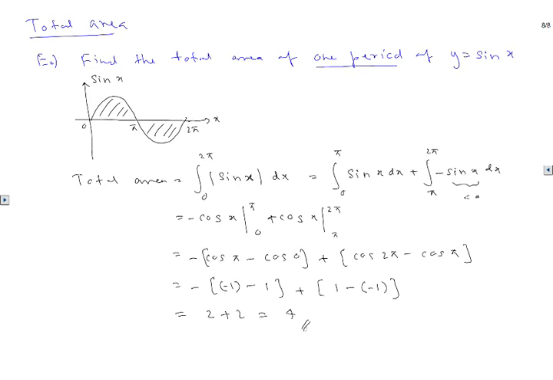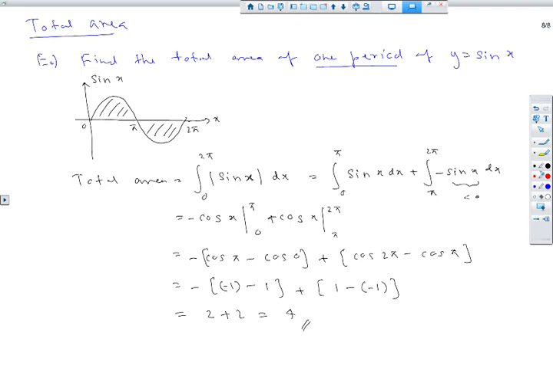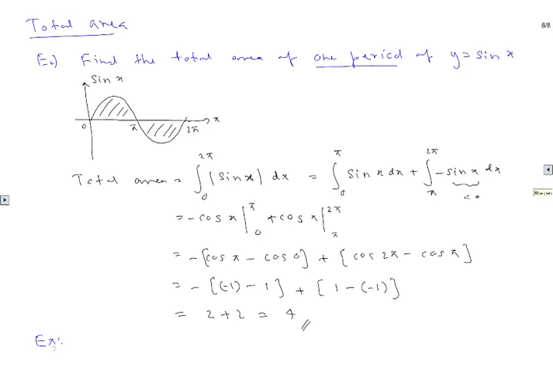Okay, so this is the end of definite integrals, along with some applications. Good. I'm just gonna give you one example, but I will not do it. I will just give you the idea. So for example, I'm gonna give this as an exercise.